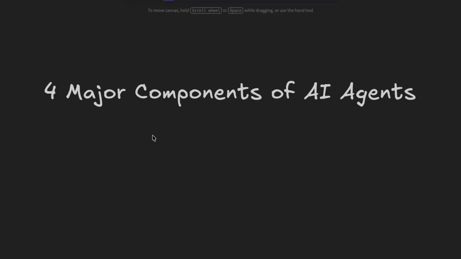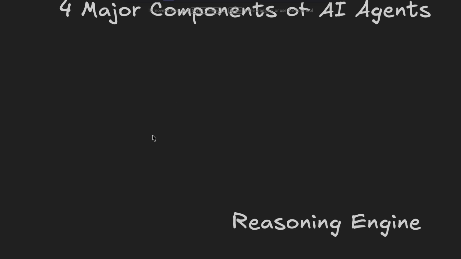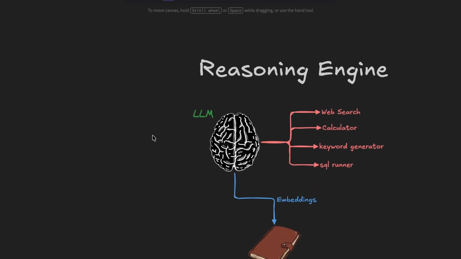And so here in this video, I'm going to share with you all those four major components so that you don't have to think about the architecture of an AI agent before you start building one, because I have simplified them into four major regions.